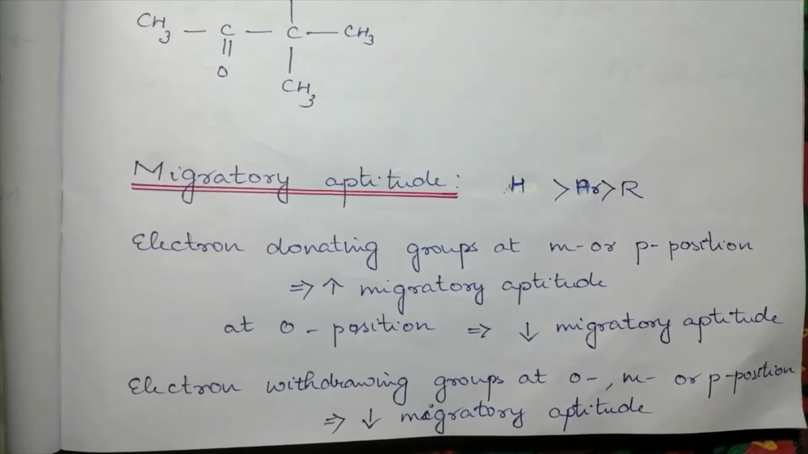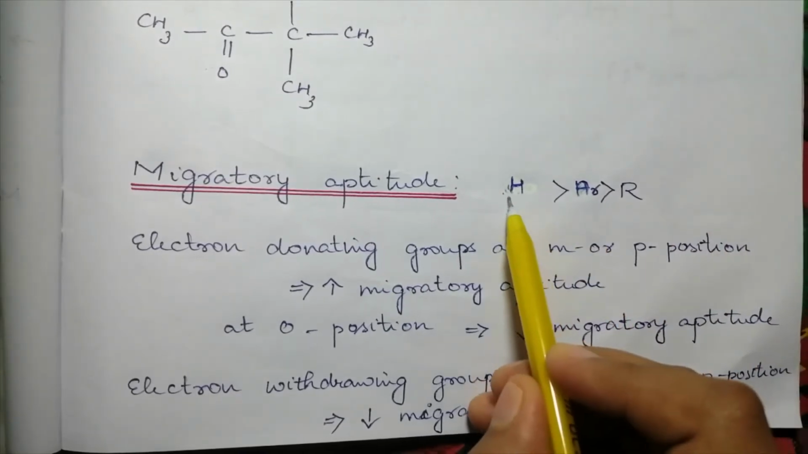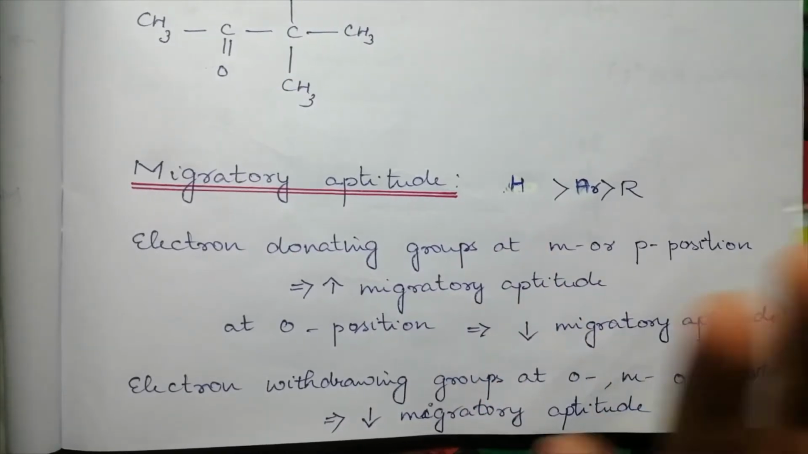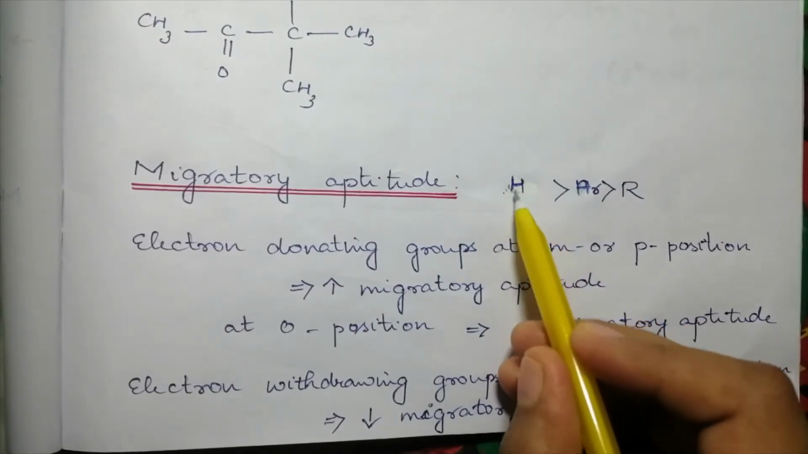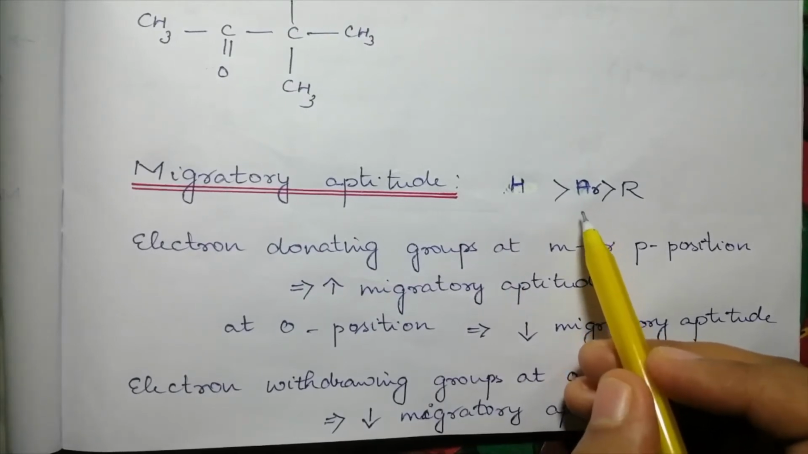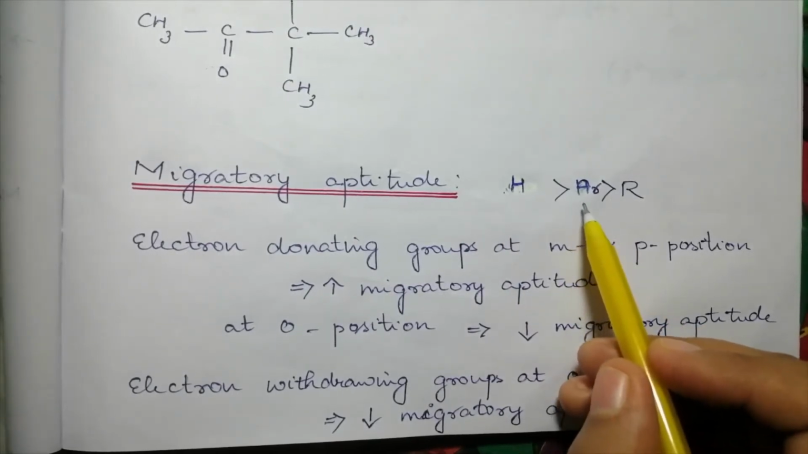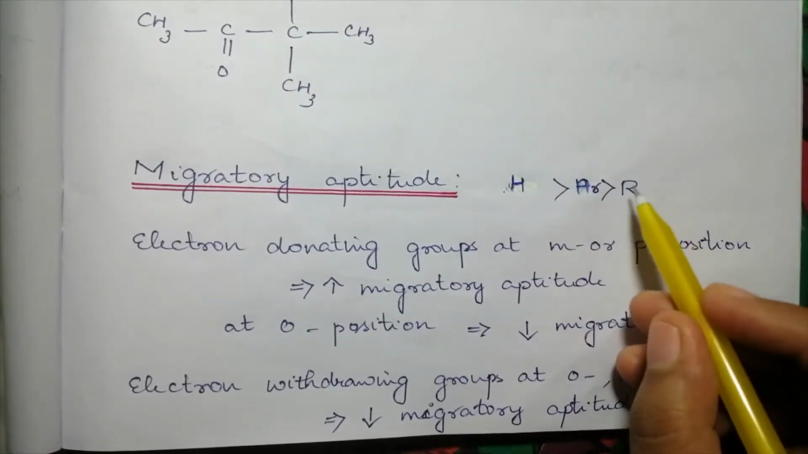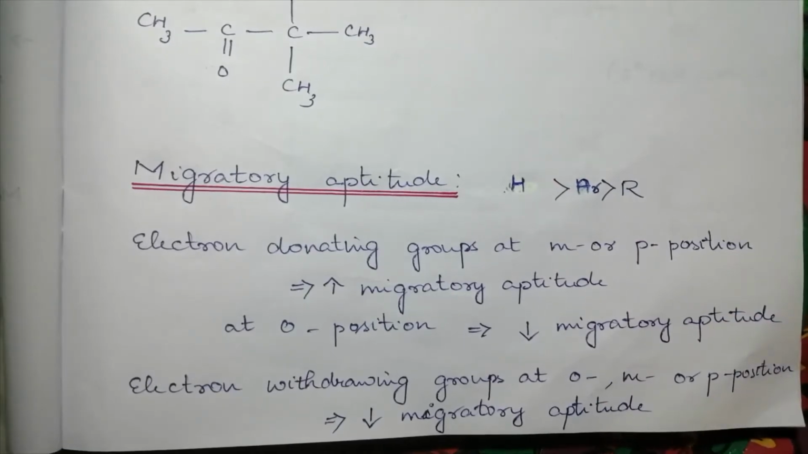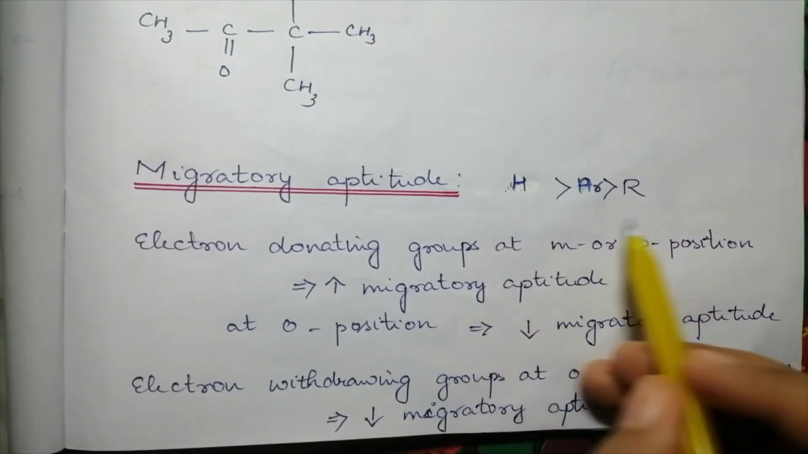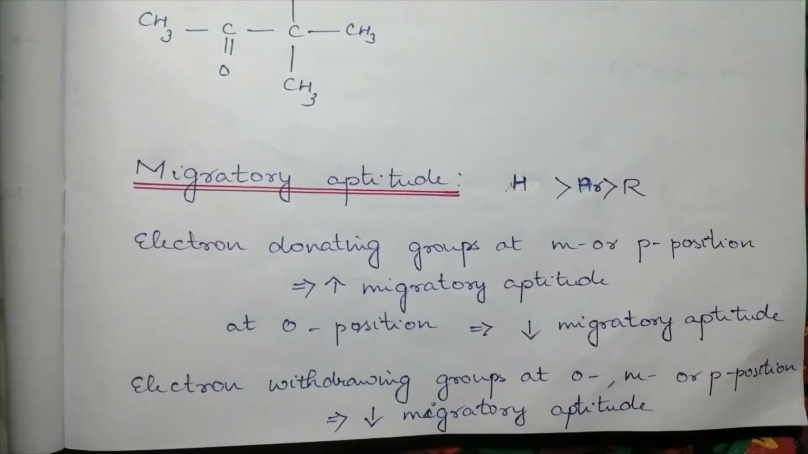So which group would shift faster? If there is a hydrogen substituent, that has a higher migratory aptitude, the ability to migrate to a greater extent, followed by the phenyl groups, the aryl groups. If any aryl groups are present, they have the next higher priority for migrating, followed by the R group, which is the alkyl groups: hydrogen, followed by aryl groups, followed by alkyl groups. This is the migratory aptitude. So which group would move faster to the carbocation?